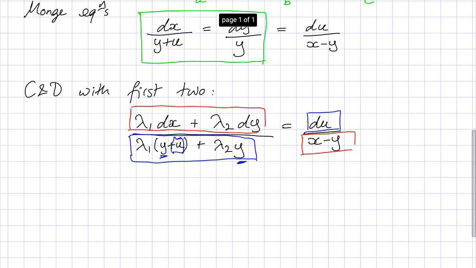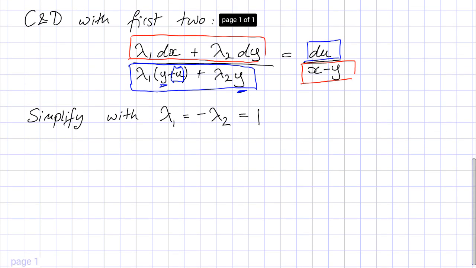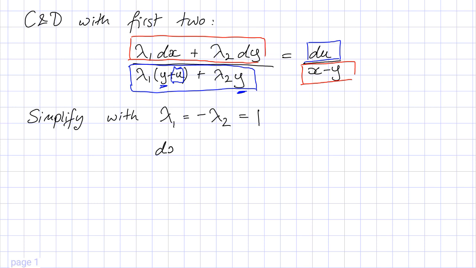So let's write, so I can simplify. If I choose lambda 1 equals minus lambda 2, that would actually do the job, but for concreteness, let's set this equal to 1. Then if I plug that into my expression, I get dx, and lambda 2 is minus 1, so this is minus dy. In the denominator, we've said that this just boils down to u when I make this choice, and the right hand side stays where it is.